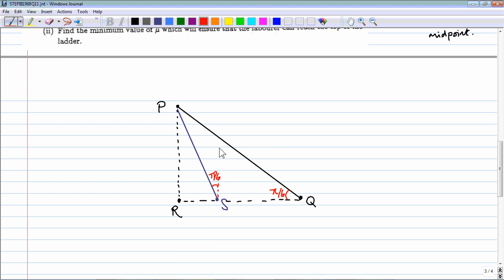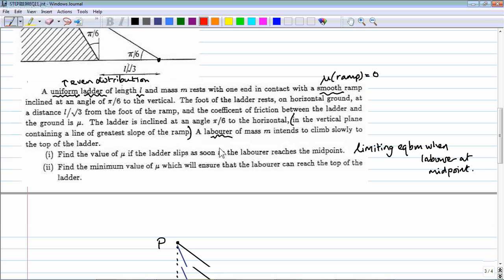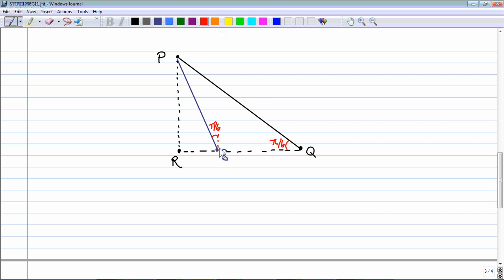Now we also know some lengths. Let's mark them on. We have the length from S to Q as L over root 3. So L divided by root 3 is the length from Q to S. And the length from P to Q is the length of the ladder, and that's L. Okay, I'll maybe draw some dotted lines there to show that. Okay. Now let's start thinking about forces.